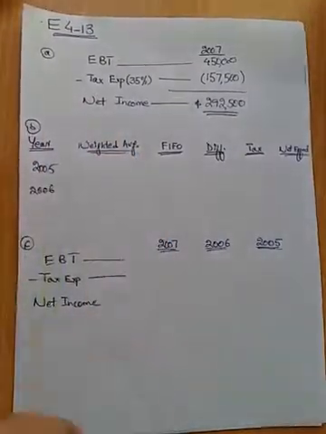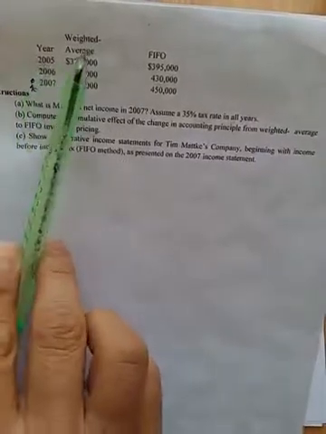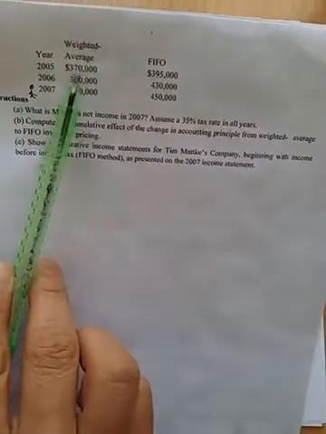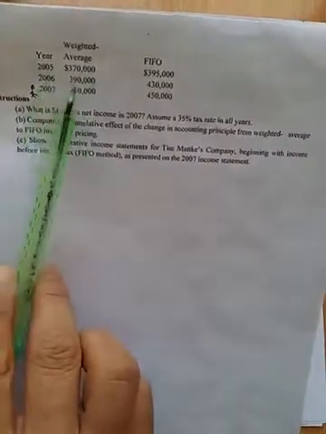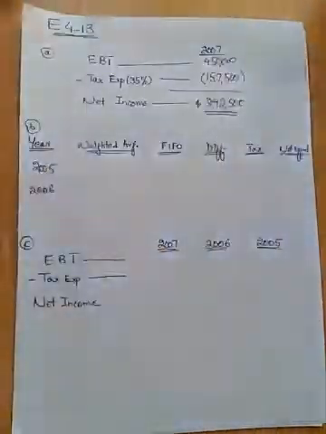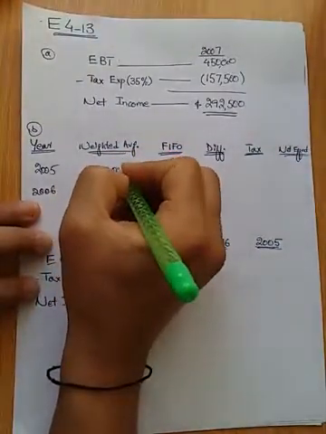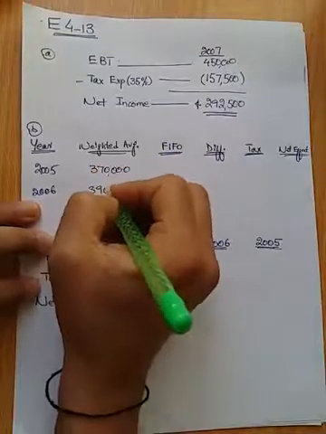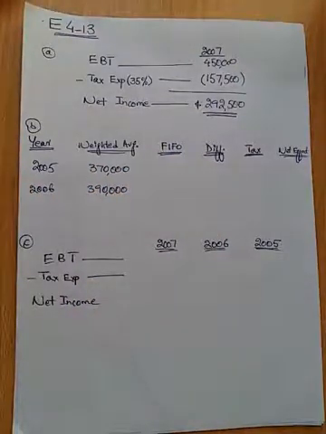Now according to the numerical, in 2005, if we used the average costing method, our income was $370,000, and in 2006 the income was $390,000. So I will write it here: $370,000 and $390,000. Okay, this is according to the old method.